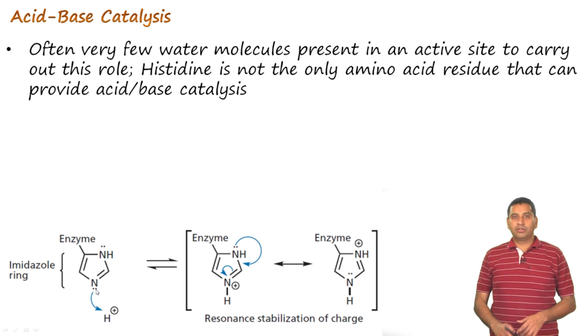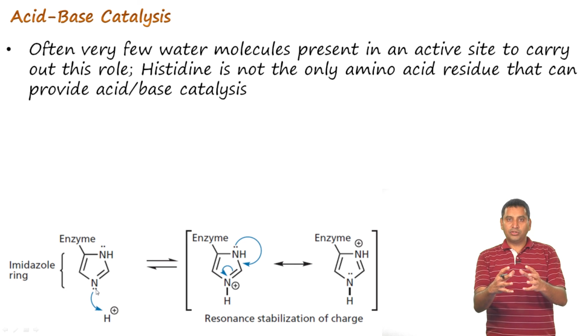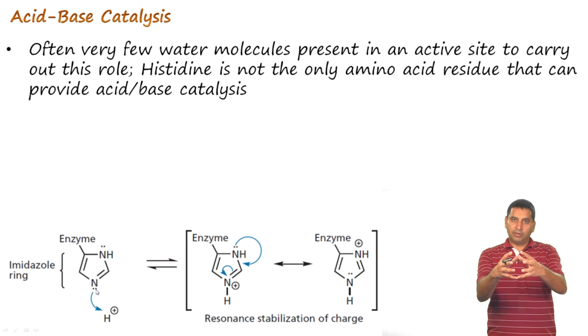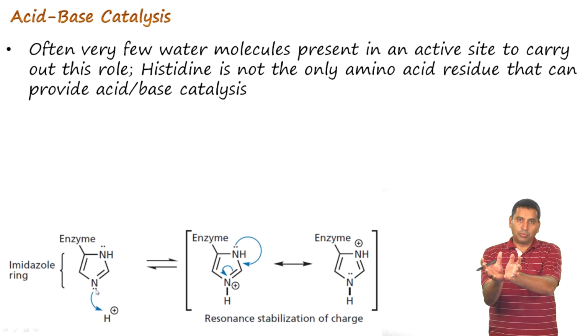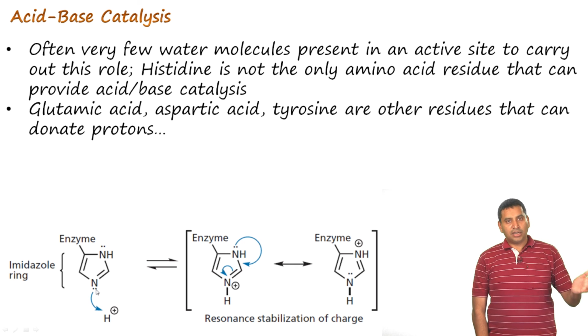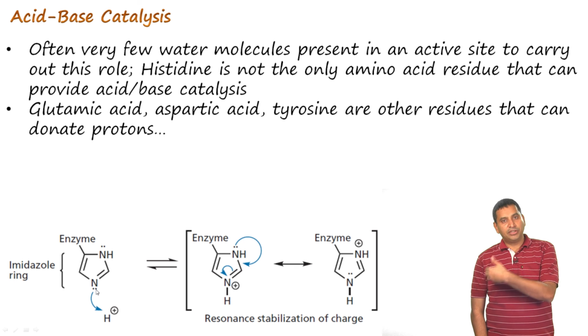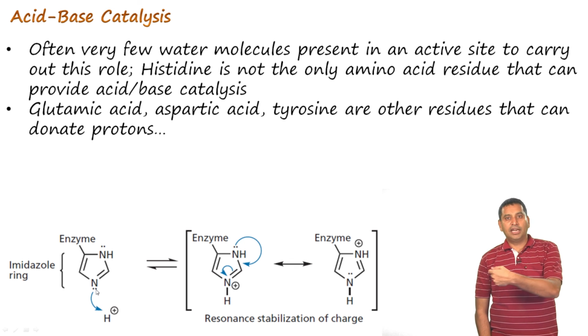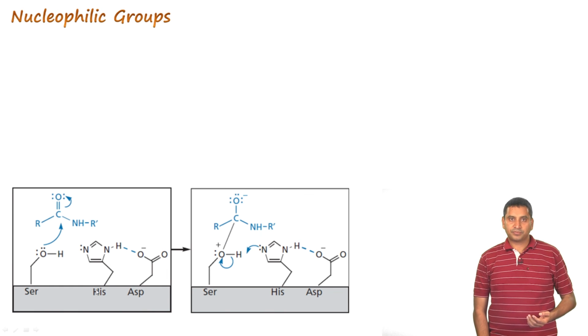One of the ways in which this happens: histidine is important because histidine is a source of proton, and since water molecules are not normally present inside the protein, histidine can act as a source of acid or base, and therefore, it is an important way to carry out acid base catalysis. There are other amino acids such as glutamic acid, aspartic acid, or even tyrosine, which can donate protons, but this is one way. Therefore, it can donate protons, and it can act as an acid.